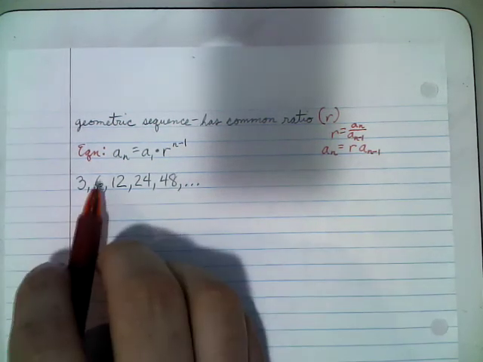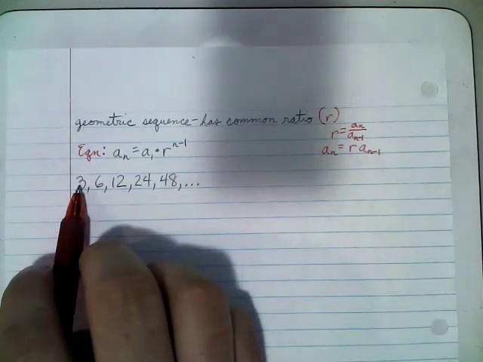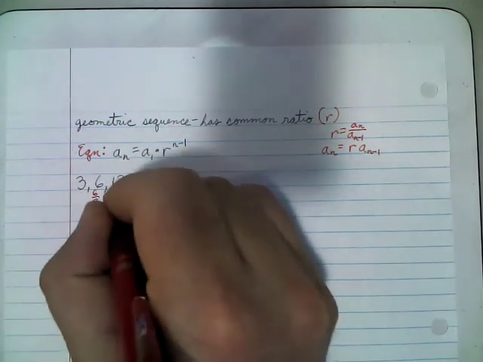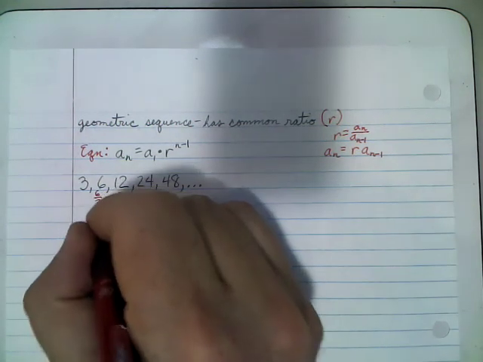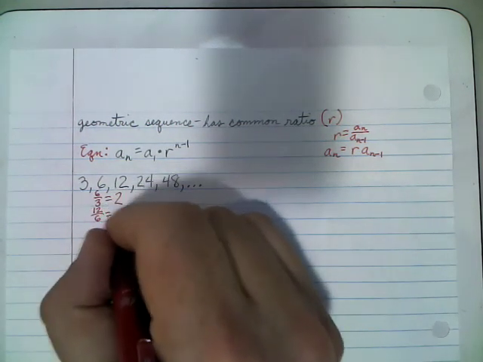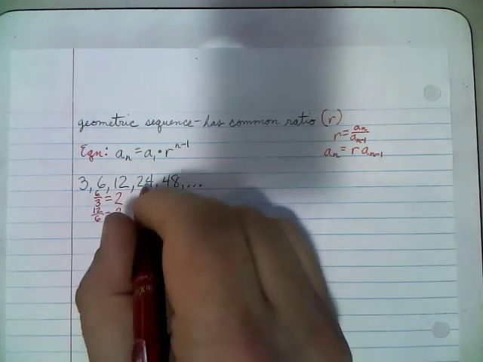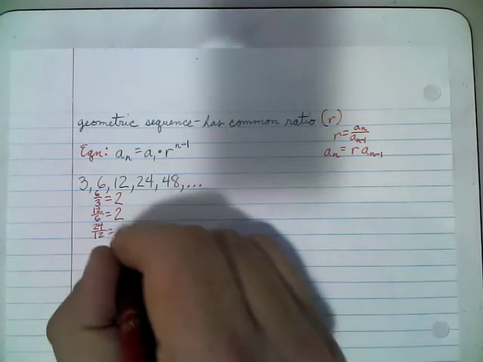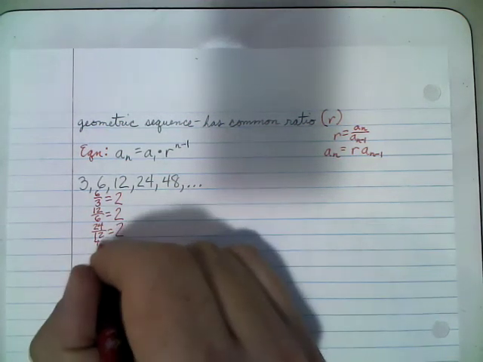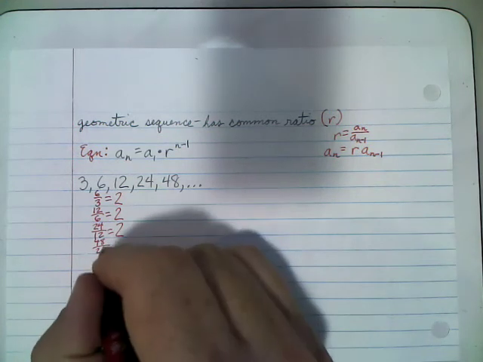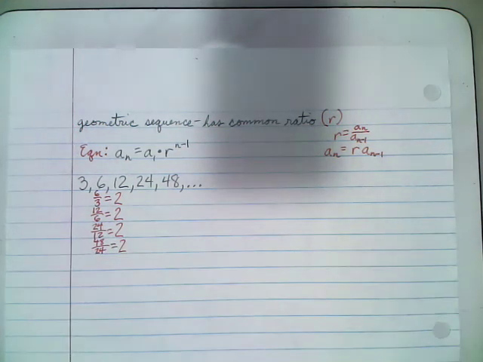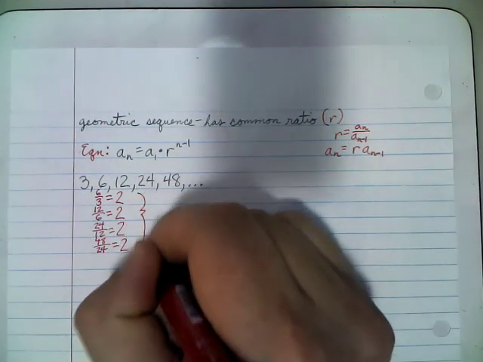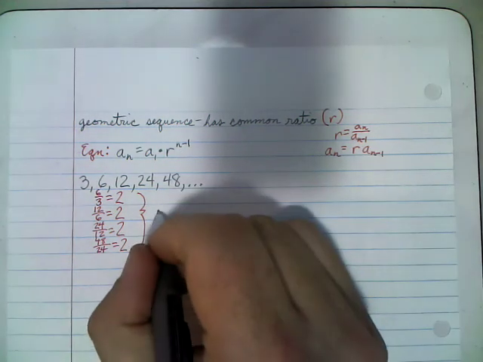So I'm going to take my second term, 6, and divide it by my term before, 3. So 6 divided by 3 gives me 2. Take my term 12, divided by the term before, 6, 2. Take my term 24, divided by the term before, 12. The answer is 2. Take my term 48, divided by the term before. So do we have a constant ratio here? Yes, we do.